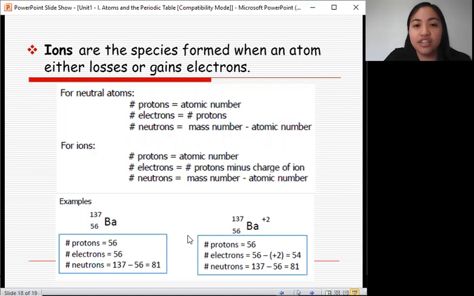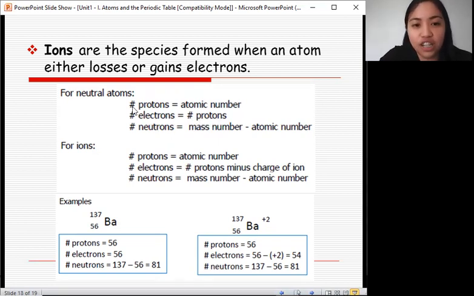So, ions are the species formed when an atom either loses or gains electrons. Okay, for the neutral atoms, meaning neutral, zero charge, wala siya charge, always, again, proton is always equal to the atomic number. So, for neutral atoms, ang number sa electron is also equal to protons.